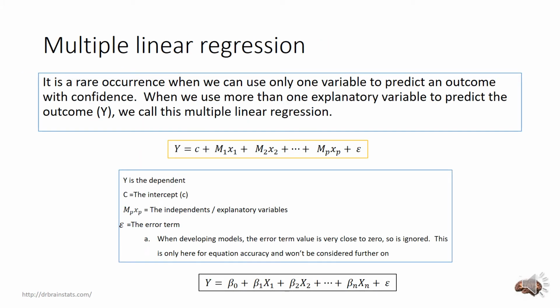Now we can start on multiple linear regression. It's a rare occurrence when we can use only one variable to predict an outcome with confidence. When we use more than one explanatory variable to predict the outcome, we call this multiple linear regression, where y is the outcome, c is the intercept, x1 to xp are the independents or the explanatory variables, and e is the error term. When developing models, the error term value is very close to 0, so is ignored. This is only here for the equation accuracy and won't be considered further on.